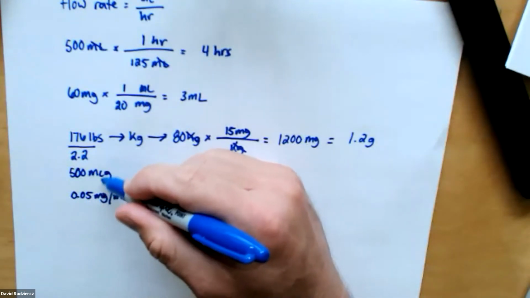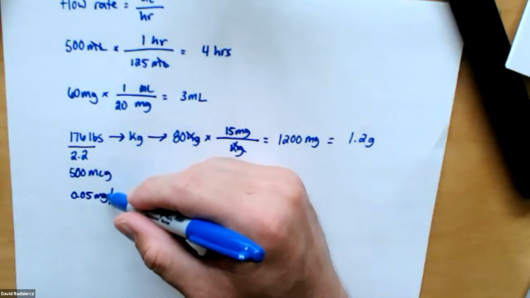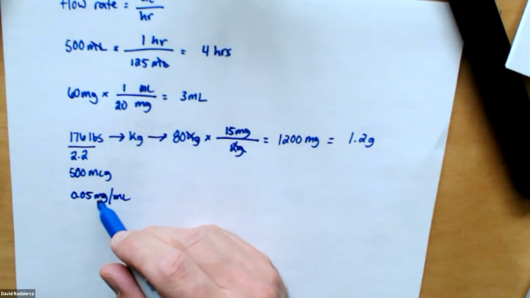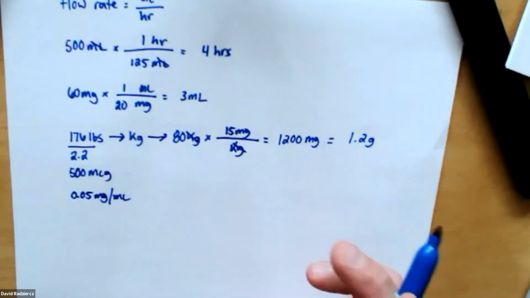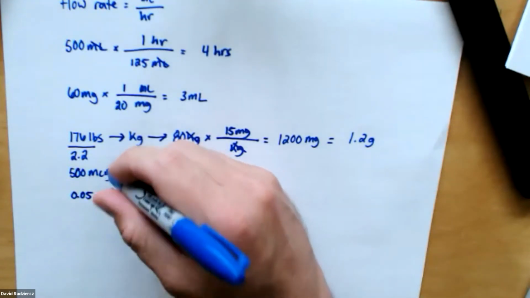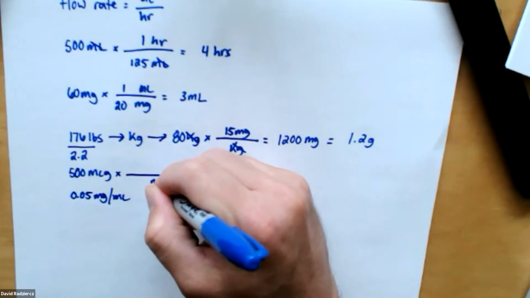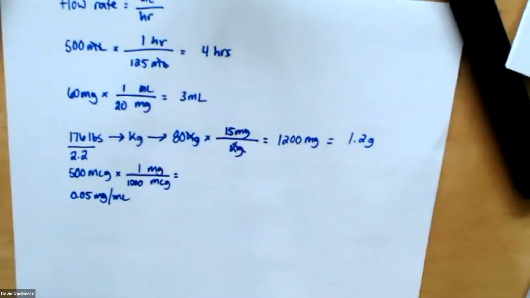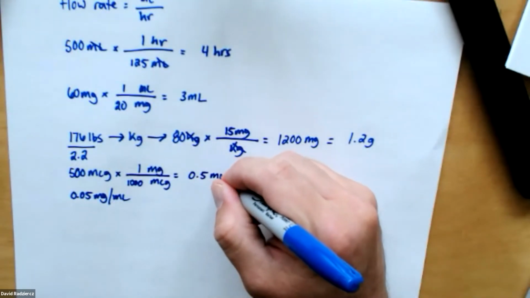Now, you can't do math, at least not easily and efficiently, when one's in micrograms and one's in milligrams. So they both need to be in the same units. You get to choose what you want to do. So if you want to convert milligrams to micrograms, great. Or if you want to convert micrograms to milligrams, great. But you only need to do that to one of these. So I'm going to go ahead and convert the 500 micrograms to milligrams because I know that there are 1,000 micrograms in a milligram. And I know that my order now is 0.5 milligrams.